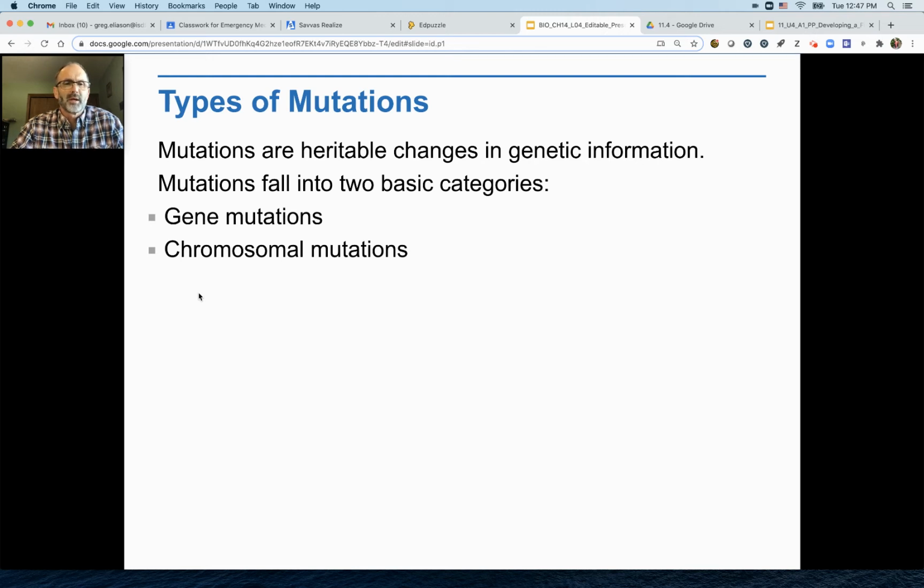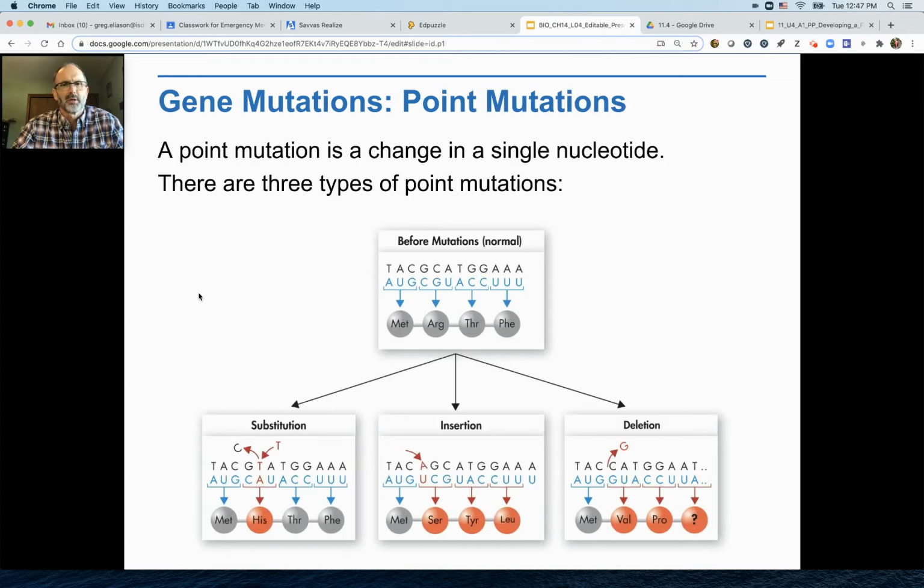So we'll look at two basic categories, gene mutations and chromosomal mutations. And so what happens when we actually look at genes? There's a couple of types of gene mutations that we're going to look at. One is called a point mutation, and point being at a point. A point mutation is a change in a single nucleotide. Under the category of point mutations, we have three types of mutations.